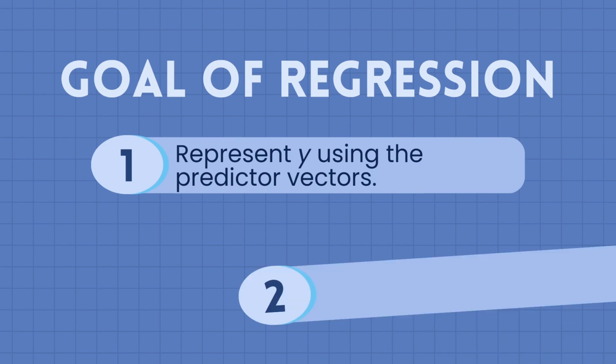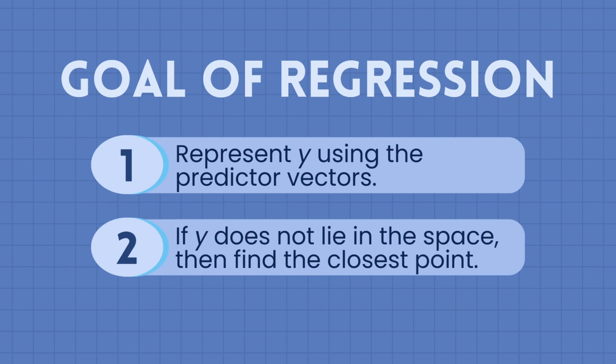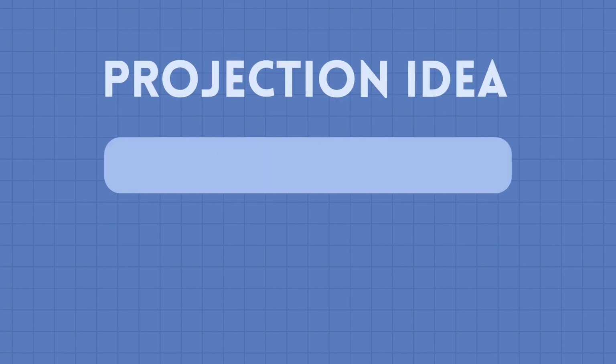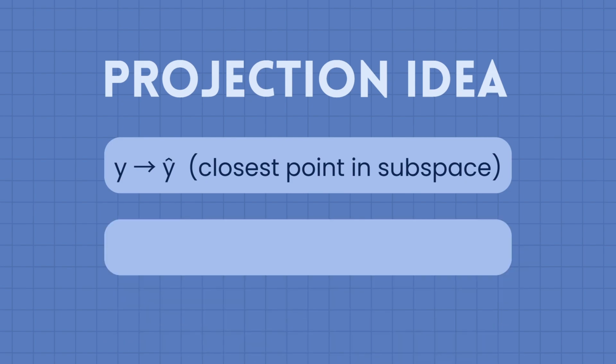But sometimes, the result does not lie exactly in that subspace. So, we find the closest possible representation of it. Now, imagine shining a light. The shadow that falls on a flat surface is the closest version of the object to that surface. That shadow is our prediction, which we call y-hat. The difference between the actual data and the prediction is what we call the residual error.